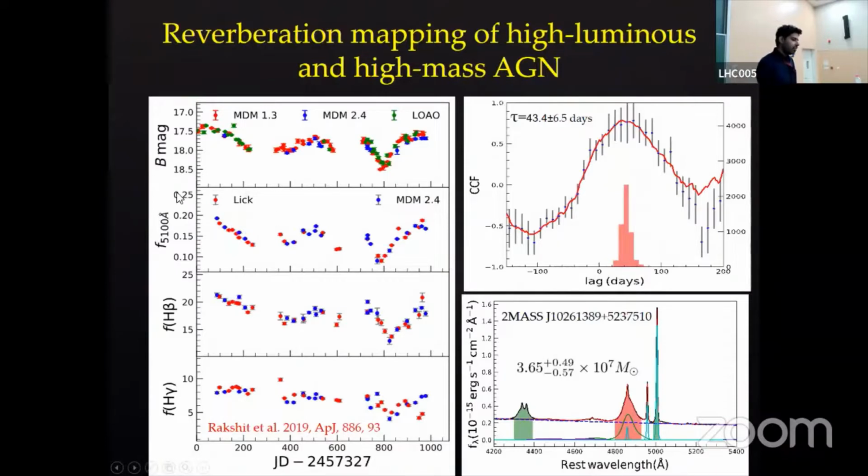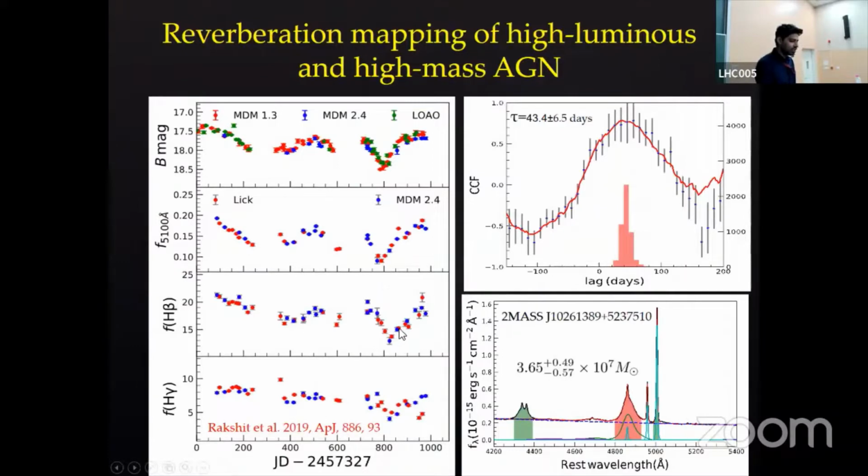Here what you see is that the continuum varies a lot. It also makes a V type of pattern. The spectroscopic continuum also follows the same thing, and there is no lag because both of them are continuum. However, if you see the emission lines, this H beta and H gamma, they also follow the continuum, but there is a lag between these two.